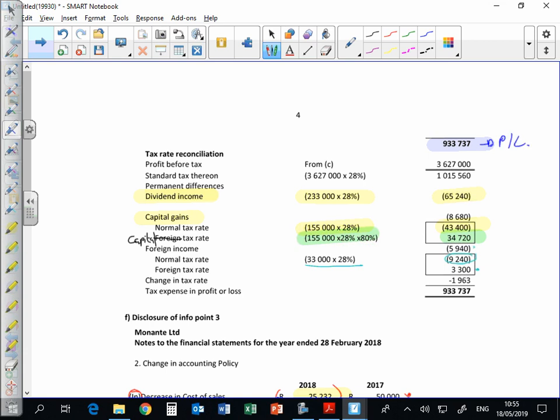Now, in terms of our tax rate recon, we started with this profit before tax. This was the adjusted one. At 28%, it'll give us that amount. We took off the dividend income. We dealt with our capital gains. We dealt with our foreign income. And now we just put in that change in tax rate. And that again leaves us with 933,773. All right. Is everyone comfortable with the tax rate recon, the tax note, all those things?